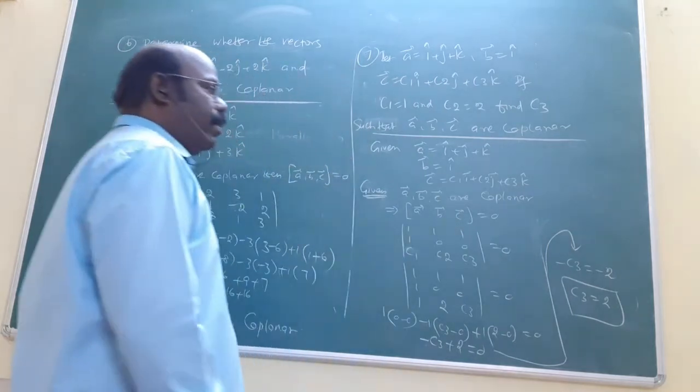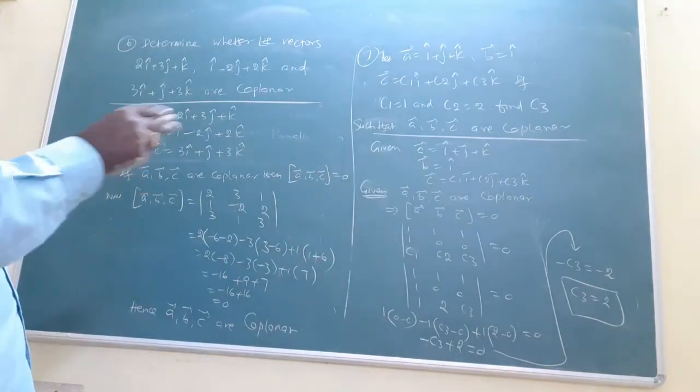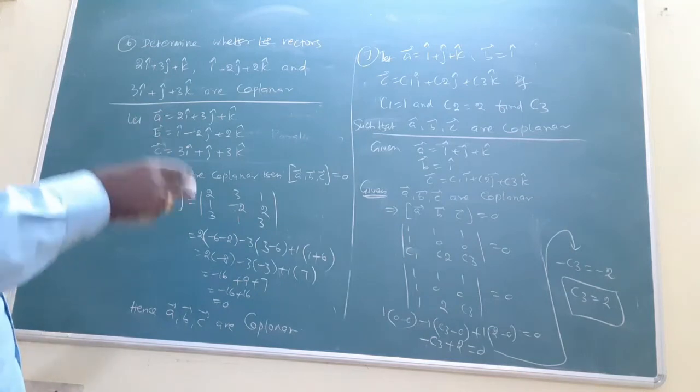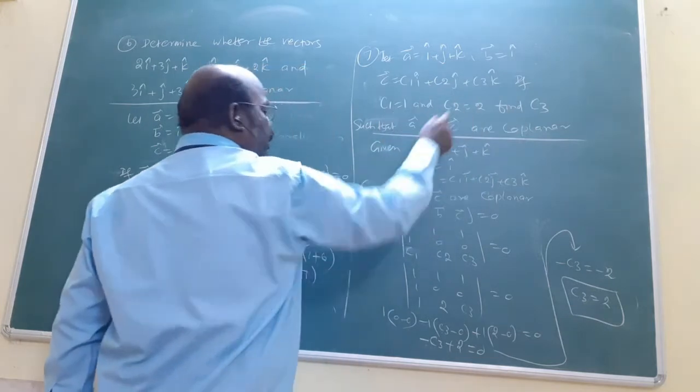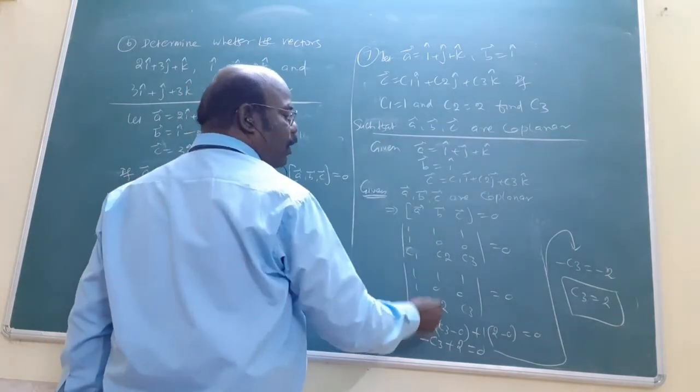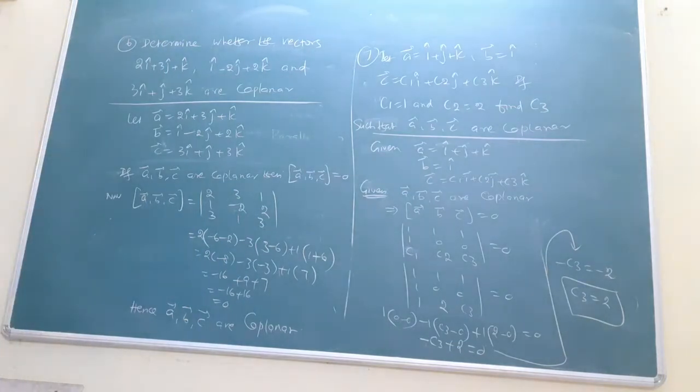By using the coplanar idea, substitute the coefficients of I, J, K in A, B vector and C vector. C3 is asked; C1, C2 are given. Substitute only C1, C2, then automatically we get the value for C3. C3 is 2, that is the answer. Both are simple concepts using only the coplanar idea.